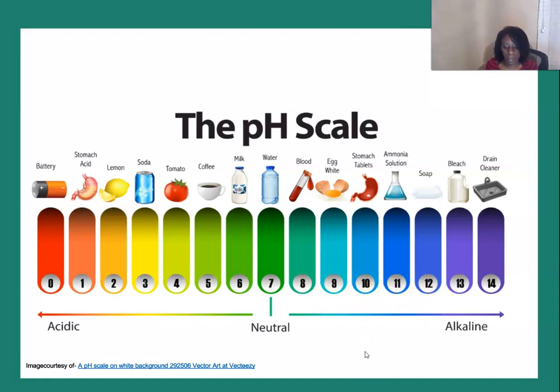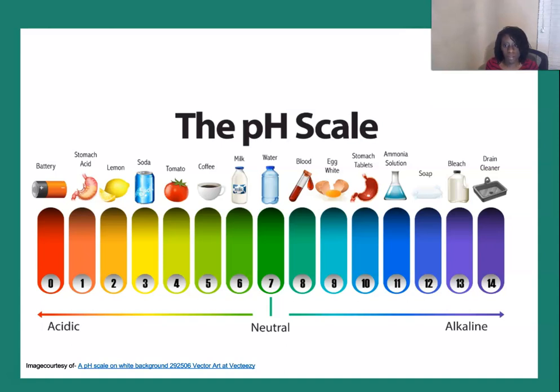So let's just take a look at some of the items that we've got here. Citric foods and drinks are going to be acidic, whereas a lot of soaps and household cleaners and things like that tend to be more basic. All right, so take a look here, and based on what you see, what are some other items that you think may be acidic and some items that you think may be basic? Let me know in the comments below.